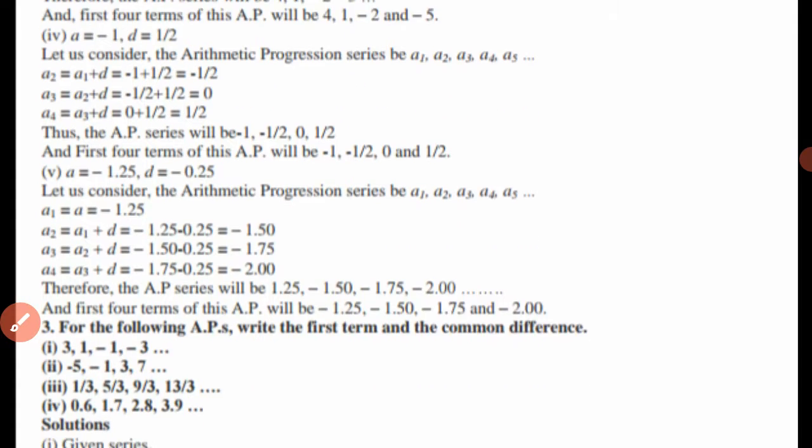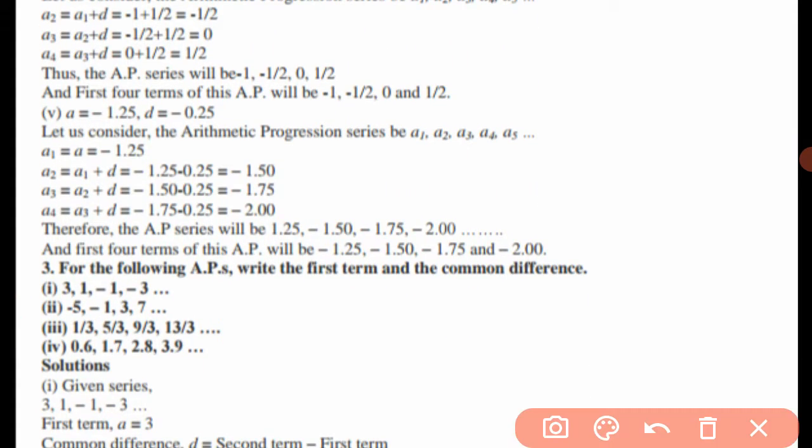Now in fifth part, a equals to minus 1.25 and d equals to minus 0.25. So in this a1 is minus 1.25, then a2 will be a1 plus d. So minus 1.25 minus 0.25, that is minus 1.50. Similarly a3 will be minus 1.75 and a4 will be minus 2. So here AP will be minus 1.25, minus 1.50, minus 1.75 and minus 2.